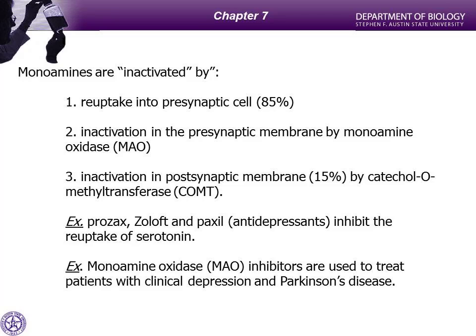But once we get to the postsynaptic cell, there is an enzyme that will inactivate that. It's called catechol-O-methyltransferase, or COMT, but it's only going to inactivate about 15%. Most of the inactivation comes from the reuptake.